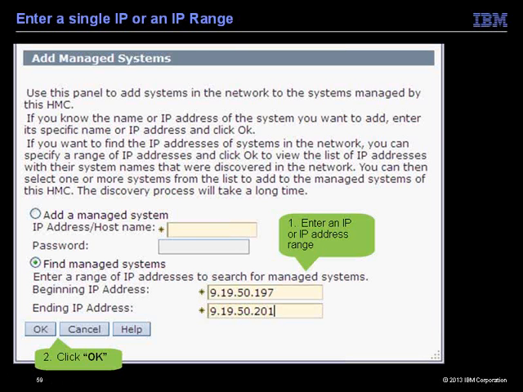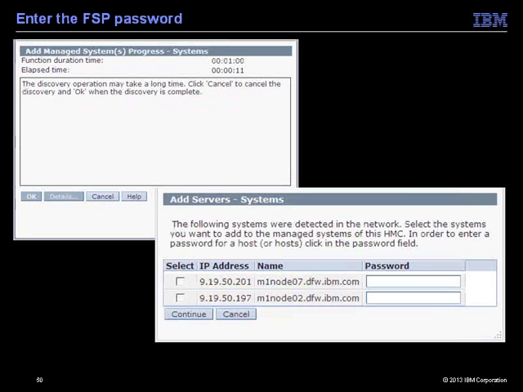We can type in the IP address of the single FSP if we want to. We actually had the P260 and P460. I wanted to discover both of them at once. So we went ahead and did a range of IP addresses from 197 to 201 there. And we clicked OK. It starts the discovery process. It takes a minute or so. And we see that we find two power nodes, Node 2 and Node 7. That's their DNS names, both with their respective IPs, and now we need to enter a password to authenticate with the FSP.